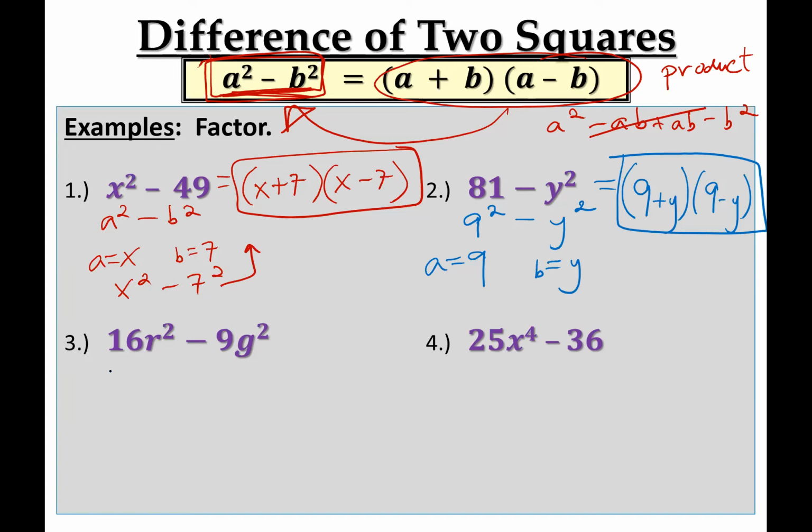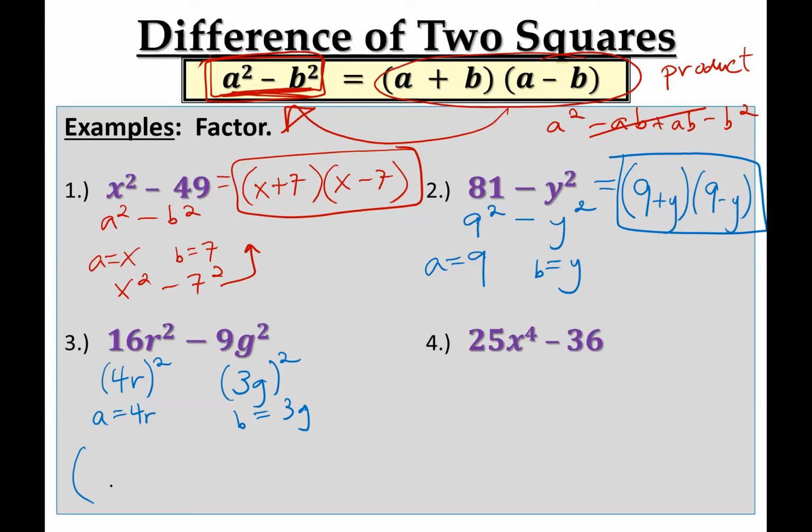16r squared, that's really the same thing as 4r in parentheses squared. So a is really just 4r minus. Now the 9g squared, recognize that 9 is a perfect square. It's equal to 3 squared. So 9g squared is the same thing as 3g in parentheses squared. So b is really 3g.